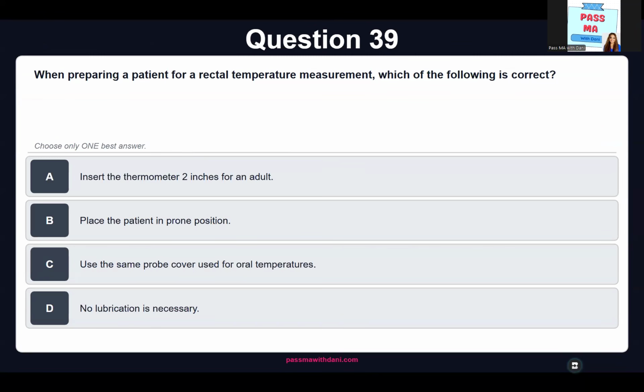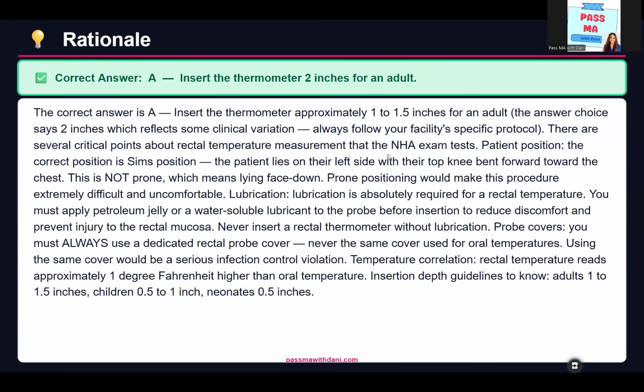A, insert the thermometer 2 inches for an adult. B, place the patient in prone position. C, use the same probe cover used for an oral temperature. D, no lubrication is necessary. For question 39, the answer is A.